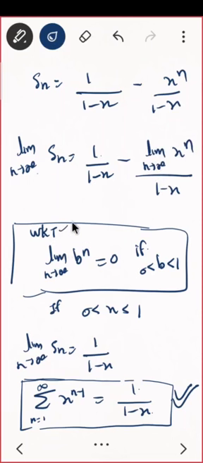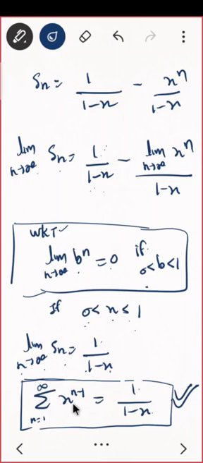We know that your standard sequence b raised to n is 0 if b is between 0 and 1. And in my question, it is given that x is between 0 and 1, so I'll be having this term as 0. So what will my Sn be? This will converge to 1 upon 1 minus x. That means the limit as n tends to infinity of Sn will be 1 upon 1 minus x, and that's it.